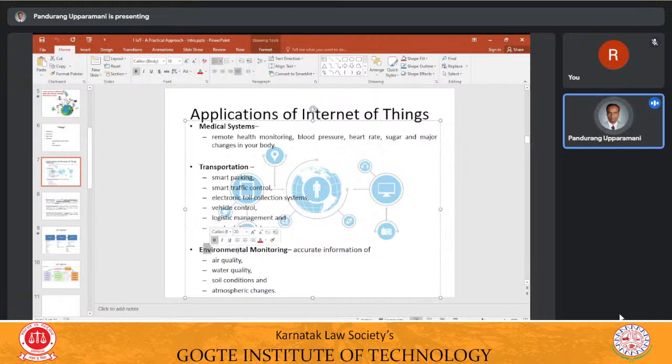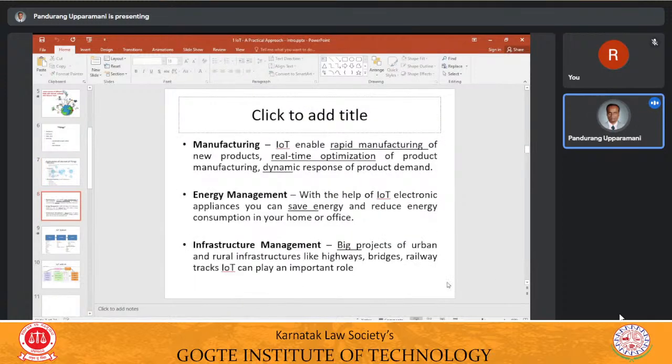Then the next field is the environmental monitoring, where accurate information of air quality can be displayed, water quality, soil conditions, and atmospheric changes. So these are a few applications of the internet of things.